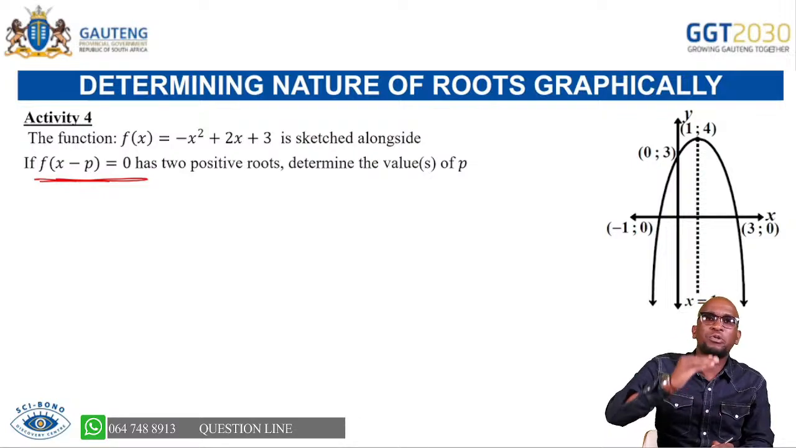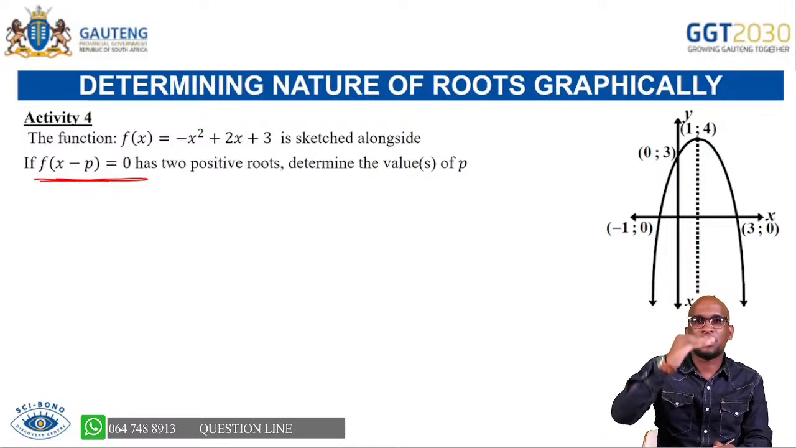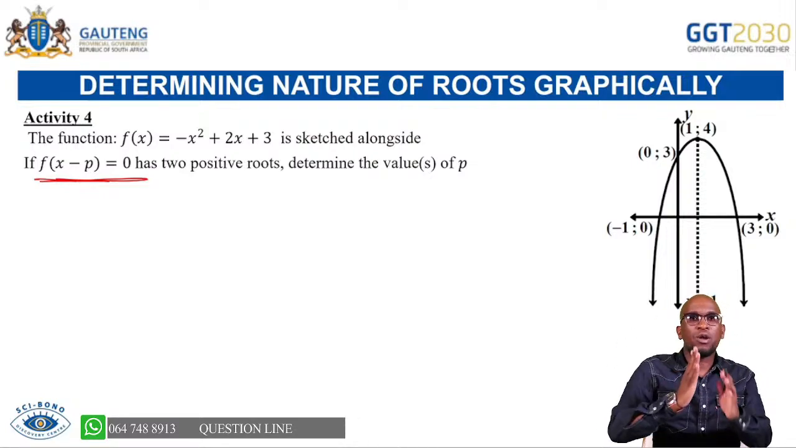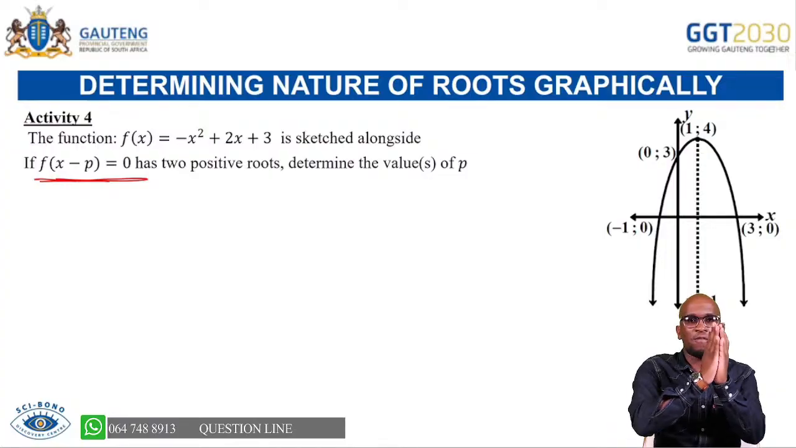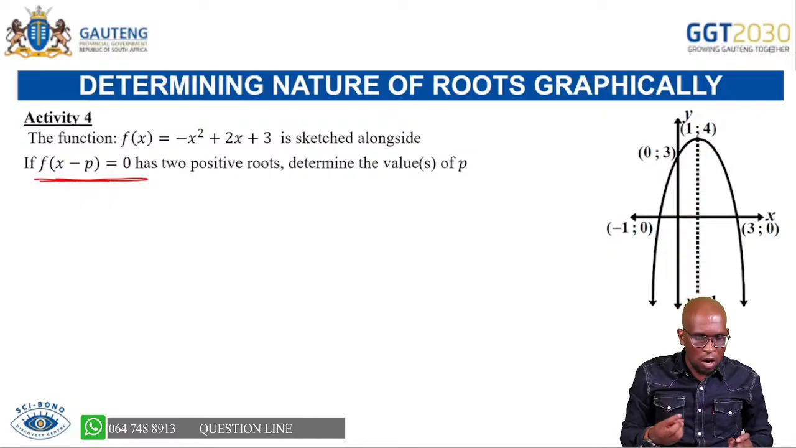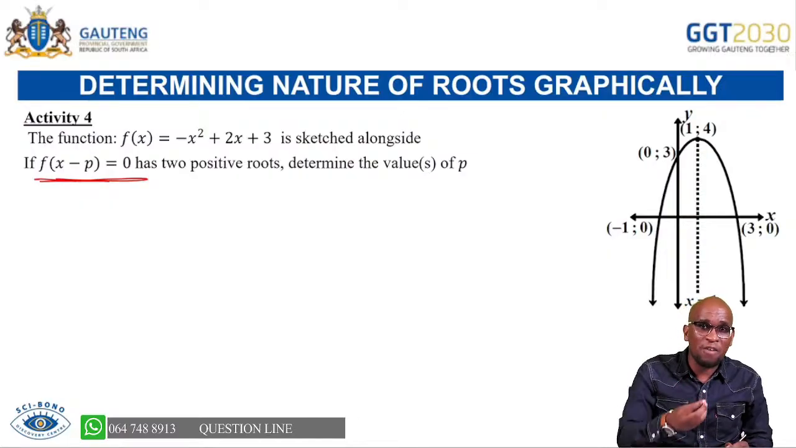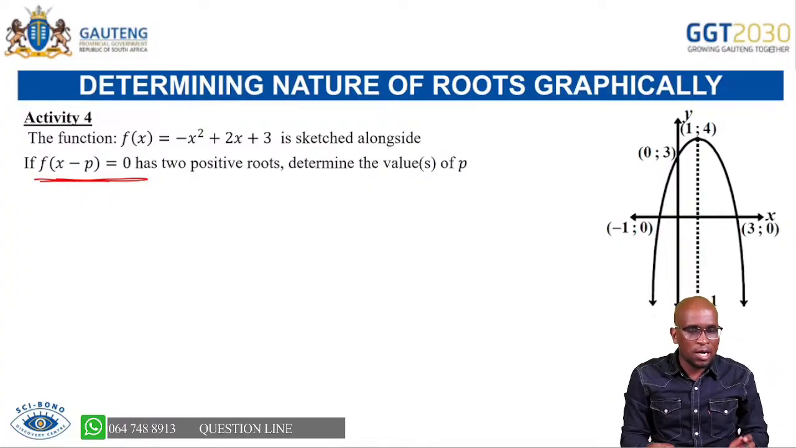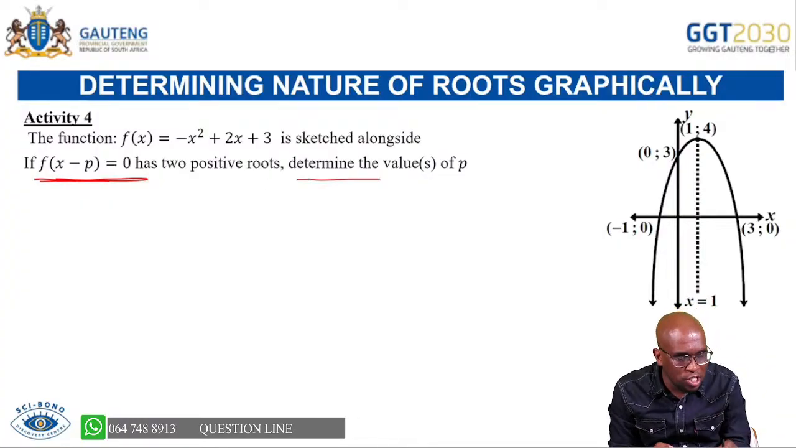You are no longer looking at a line that you move up and down. You are now shifting the graph to the left and to the right. So that is what is important that we are going to be doing here. Now, when we shift the graph, what is important to note here is that you need to check what the question demands.